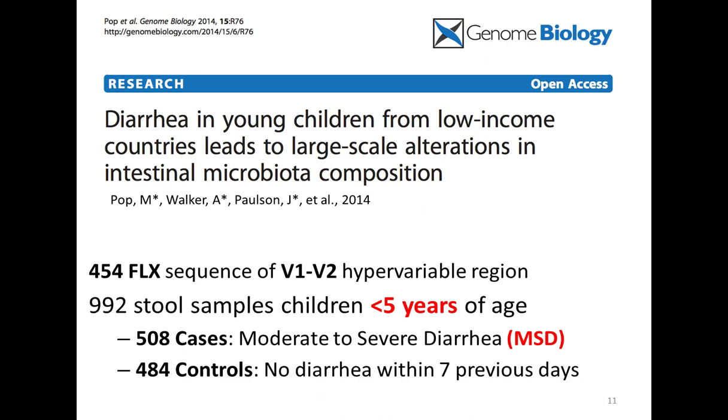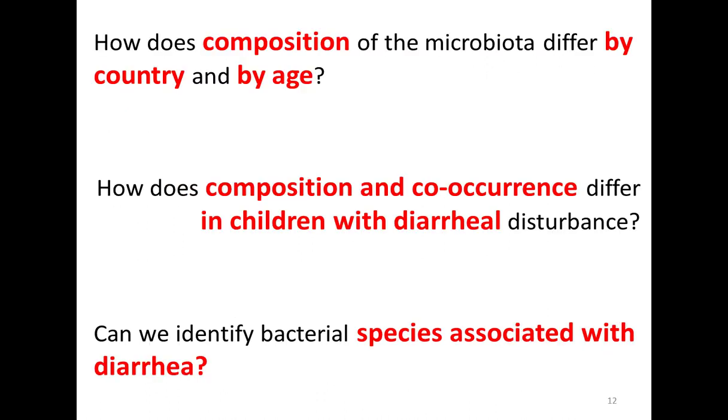And this was a cross-sectional study where we had 1,000 stool samples from children under the age of 5, where half of them had moderate to severe diarrhea, and the controls were defined. We tried matching to the best of our ability within the same site, but the almost matched controls were children with no diarrhea within the last 7 days.